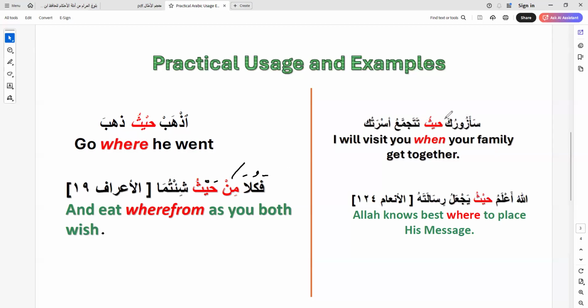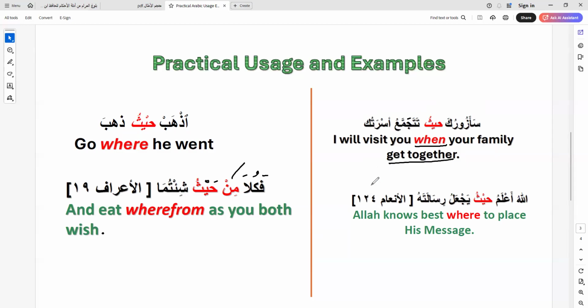It stays the same no matter what. Let's look at another example. سأزورك حيث تتجمع أسرتك. I will visit you when your family gets together. When they get together, I will visit you. So here, حيث means when.